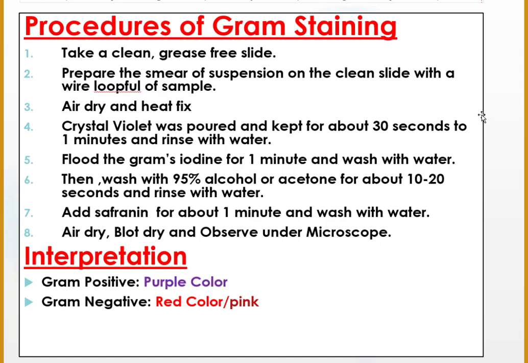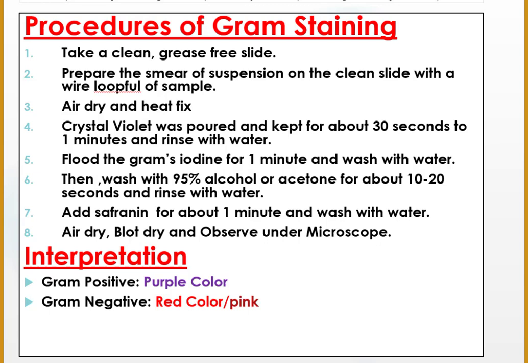Fourth, crystal violet should be poured and kept for about 30 seconds to 1 minute and rinsed with water. Fifth, Gram's iodine should be added for 1 minute and then washed with water. Sixth, slide cells should be washed with 95% ethanol or acetone for about 10 to 20 seconds and then rinsed with water. Seventh, a counterstain, safranin, should be added for about 1 minute and washed with water.